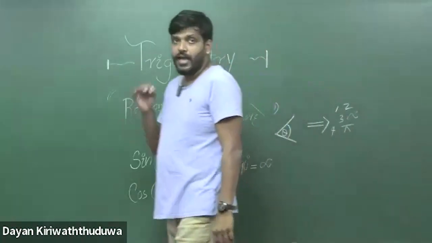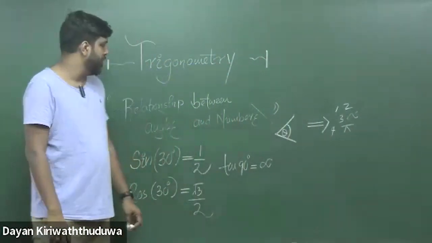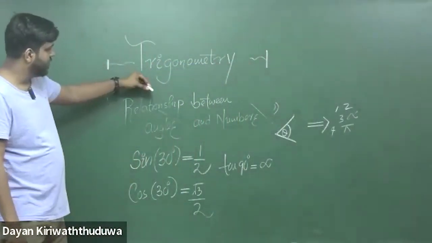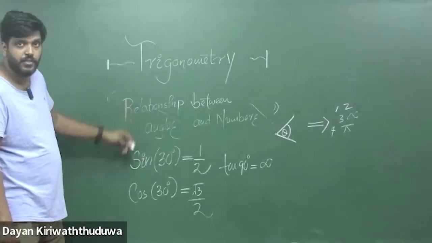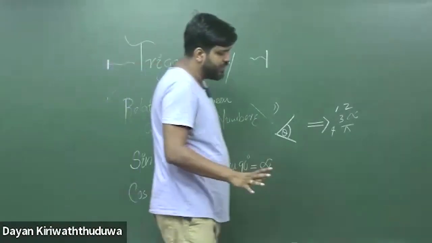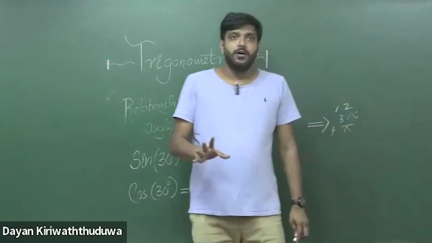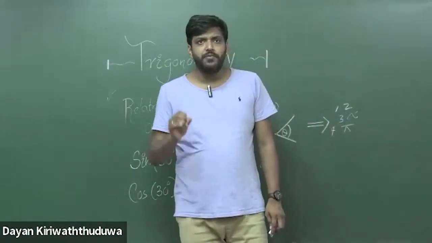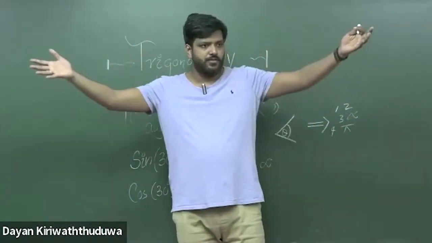So the relationship between angles and numbers is called trigonometry. Or you can write, trigonometry is the relationship between angles and numbers. Very simple, right? So moving further, how trigonometry evolved, like how this came here.